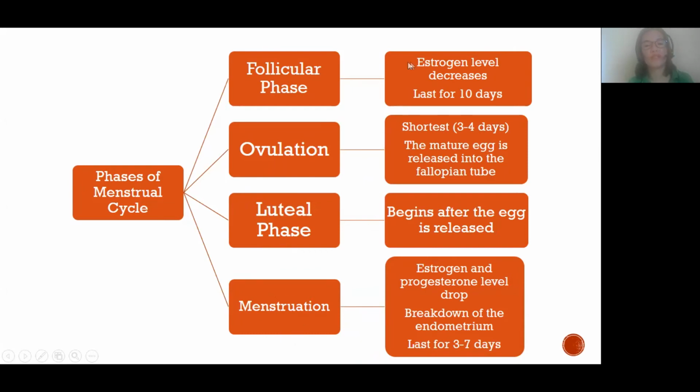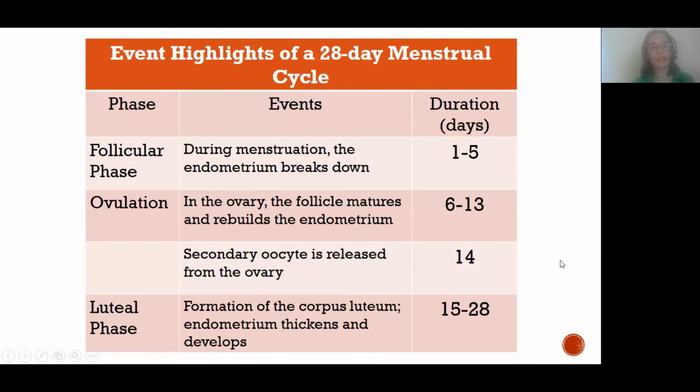So here in the follicular phase, estrogen level decreases, and in ovulation, the mature egg is released. Then the luteal phase begins after the egg is released, and estrogen and progesterone levels drop, and then bleeding lasts for 3 to 7 days. Okay, so other than this, we also have event highlights of a 28-day menstrual cycle.